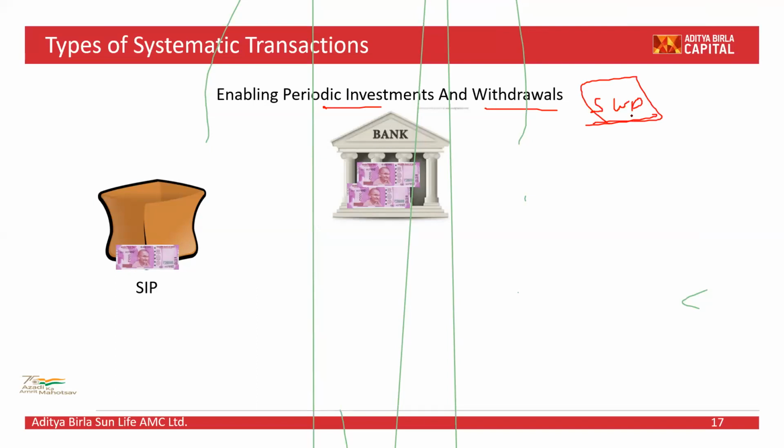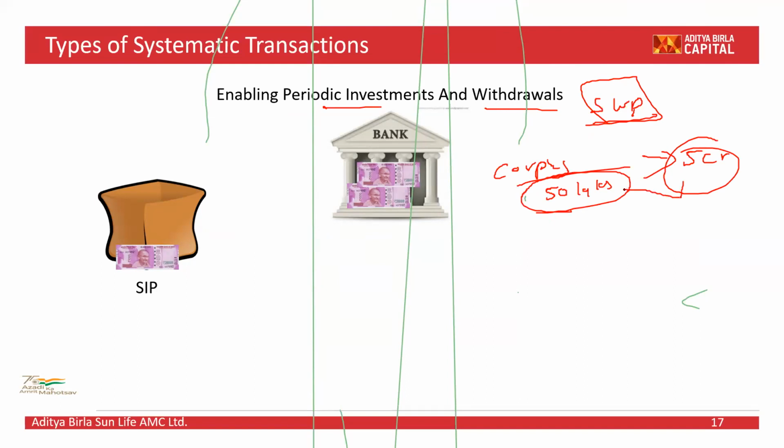Now let me take some time on this. What is a systematic withdrawal plan? Supposing I have created a corpus for my retirement of, say, 5 crore rupees. I am now retired. Say I'm much younger for retirement, but just to take it as an example. Now, if at this point of time I have a loan of, say, 50 lakhs, a home loan or whatever, I will withdraw 50 lakhs from the 5 crores and pay the loan and become debt free.